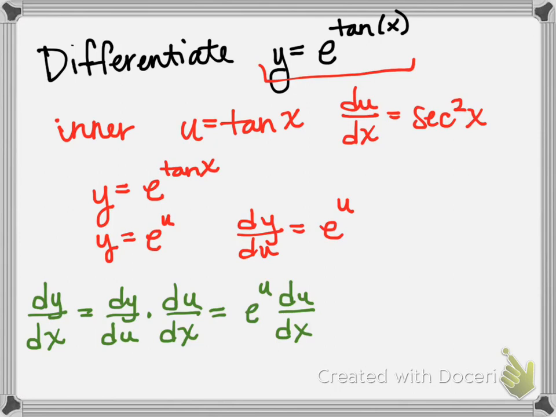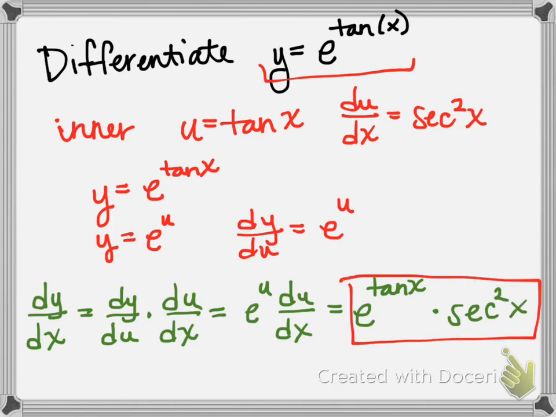And now we want to get rid of all those u's. We don't want our answer to have any u's in it. So we get e to the tangent x times secant squared x. And that's our answer. Remember, secant is a trigonometric function that we didn't talk about, but its definition is secant of x is equal to 1 over cosine of x.